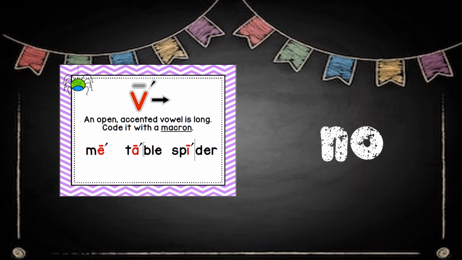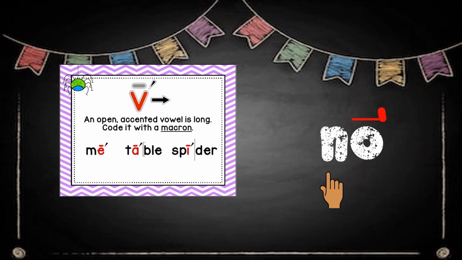So when we have an open accented vowel, it is going to be long. That means the vowel says its name. And we need to code it with a macron. We need to make sure also to put that accent at the end of the word. Let's practice sounding out this word. Remember, O is going to say its name. It's going to go O, O, O.